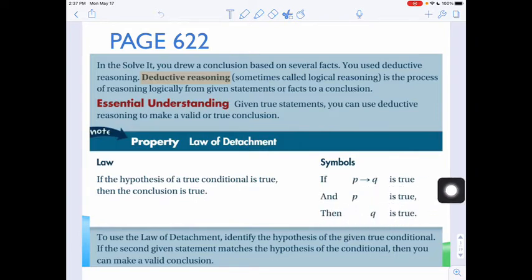To use the law of detachment, identify the hypothesis of a given true conditional. If the second given statement matches the hypothesis of the conditional, then you can make a valid conclusion. This piece right here is the most important part to look for with the law of detachment. The second given statement has to match the hypothesis of the conditional. Otherwise, you cannot make a conclusion.